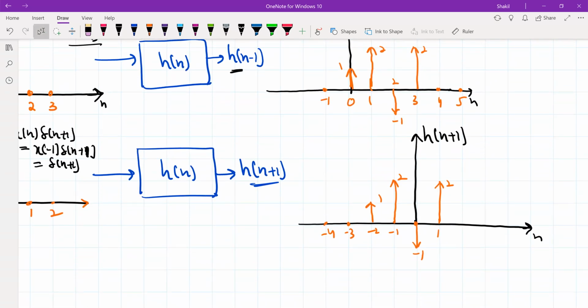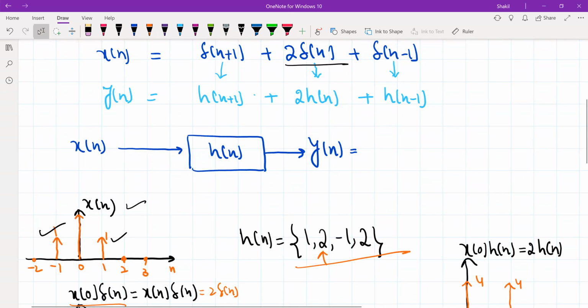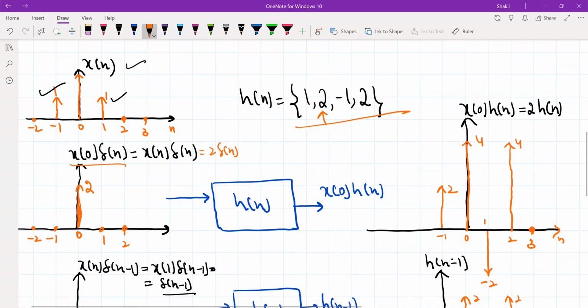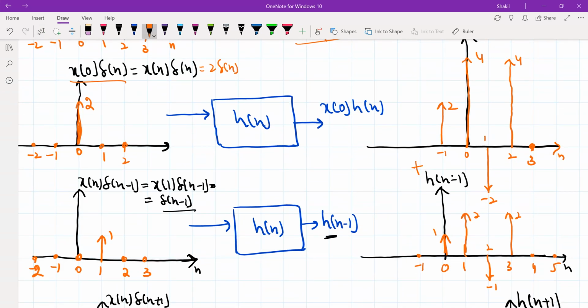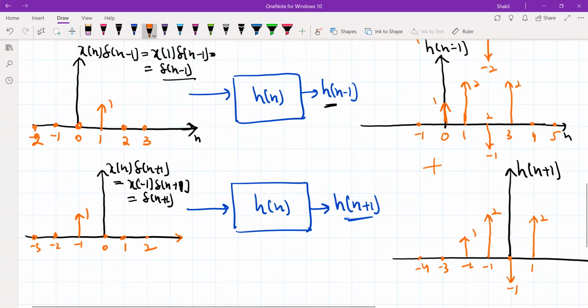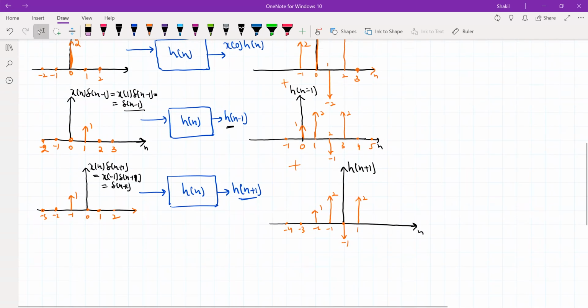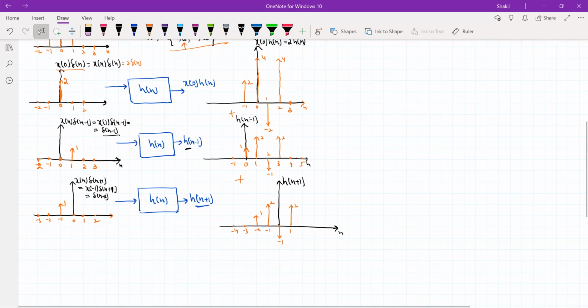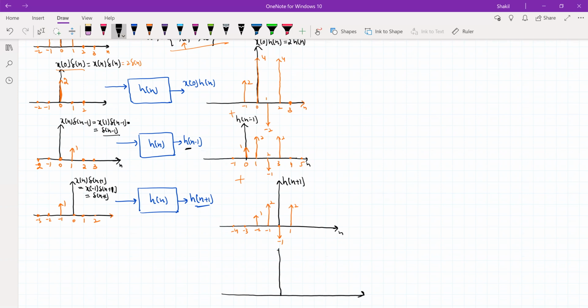All right. Now, how do you obtain the total response? We said the total response we can simply obtain by adding these individual responses. So we add this response plus this response, and that will give us the total response. Let me compress this. So the output y of n will be the sum of these signals or sequences, adding the corresponding sample values.